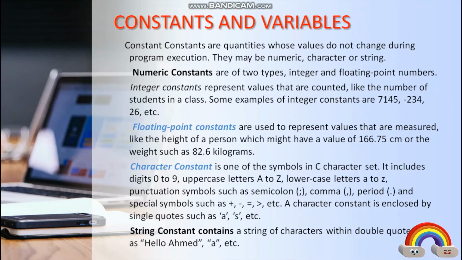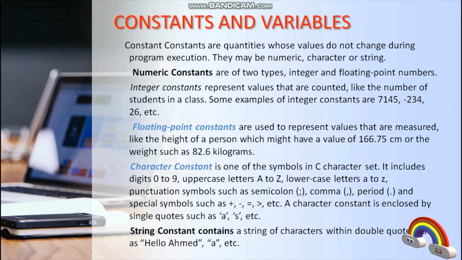Okay, the next one is constants and variables, which is very important. The word constant, maybe you're familiar with it, is something that doesn't change. Anything that doesn't change, we say it's a constant. Like a standard value that you can't change, we say it's a constant. Similarly in programming, the values or quantities that don't change during the execution of the program, we say these are constant values. They may be numeric constants, character constants, or string constants. So these are the three different types.